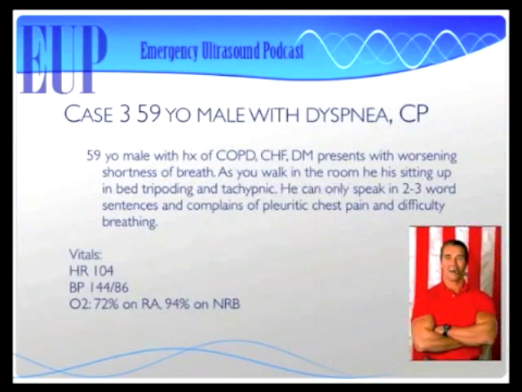All right, so case 3, a 59-year-old guy with dyspnea and chest pain. He's got a history of COPD, diabetes, and congestive heart failure, and presents with worsening shortness of breath. You walk in the room, he's sitting up in bed tripoding, tachypneic, only speaking in 2 to 3 word sentences, complains of pleuritic chest pain and difficulty breathing. Heart rate's 104, blood pressure's 144/86, oxygen saturation is 72% on room air, 94% on non-rebreather. Sound familiar?